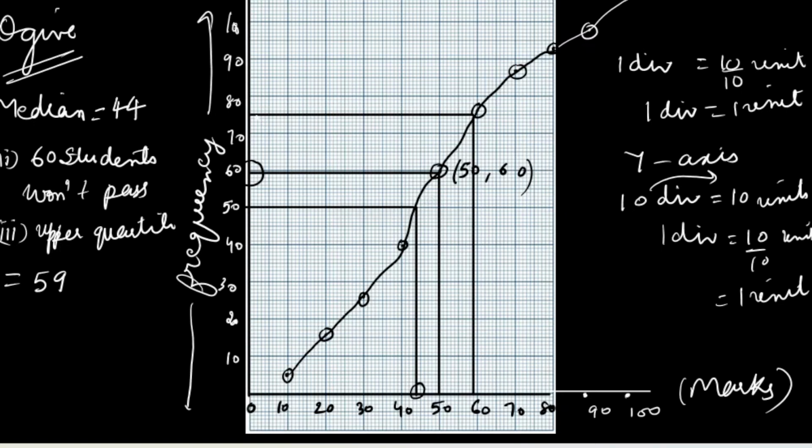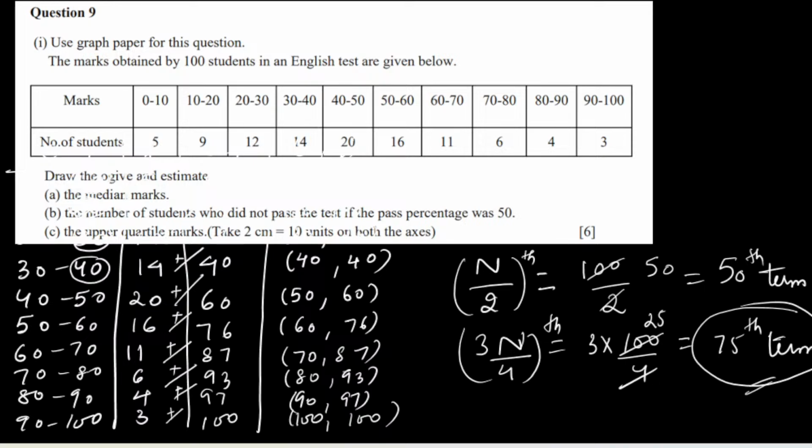So corresponding to the 75 point, I have drawn a horizontal line which is meeting the curve. Corresponding to that, I have drawn a vertical line which is meeting the x-axis, and the point where this line is meeting the x-axis, it is 60 or it is 59. So I'm getting the upper quartile equal to 59. So here we have completed this question.